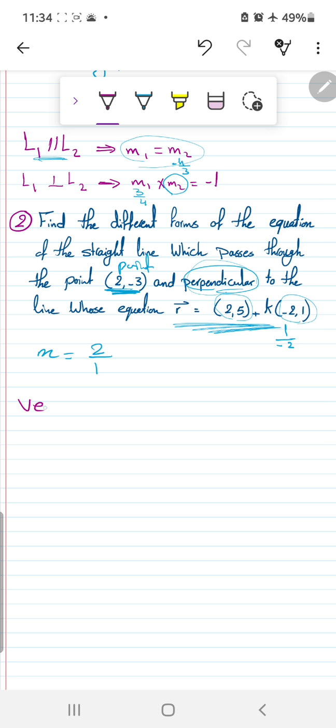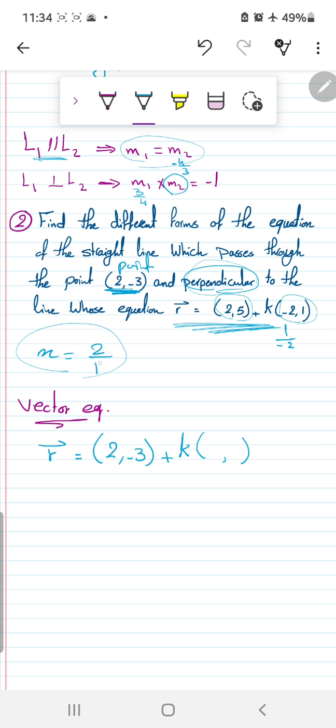First, the vector form. As we said, the vector form equals what? r vector equals the point (2, negative 3) plus a constant times what? The direction vector. We get the direction vector from the slope. The slope equals 2 over 1, starting from y, 2 over 1.